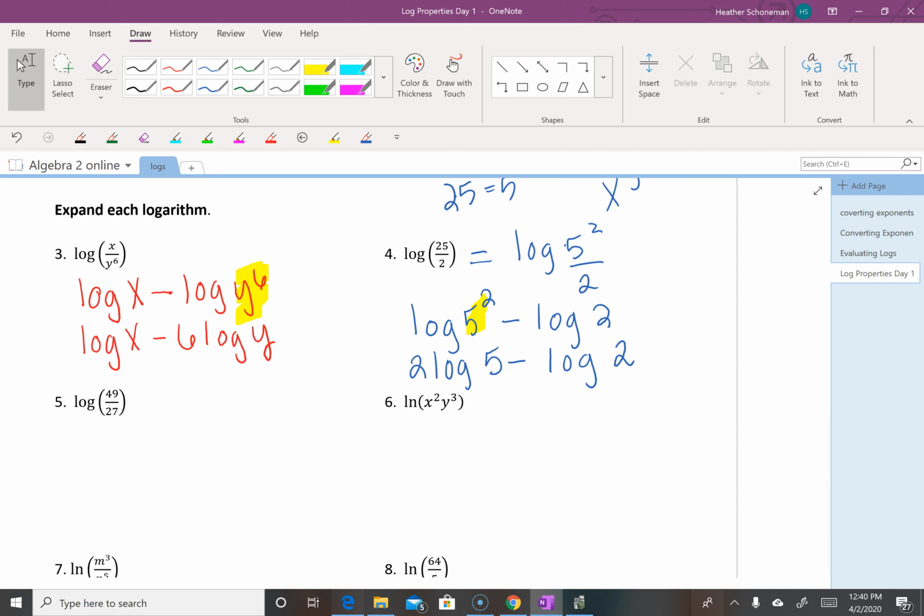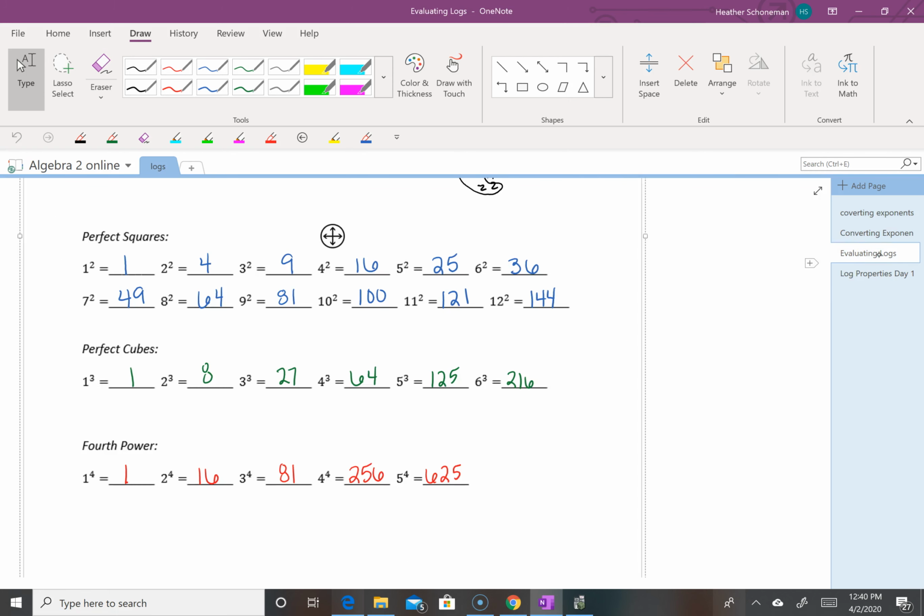Okay, let's try this again. On number 5, we've got numbers in there. So how could I rewrite that? If you think about our list, well, 49 is 7 squared. 27, do we see 27 on the list? Oh, yep, 27 is 3 to the 3rd.